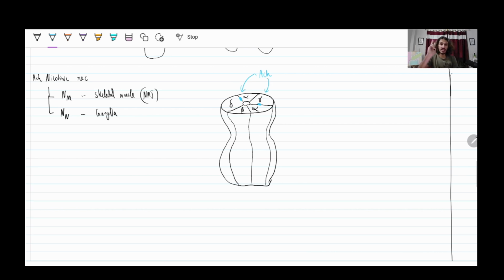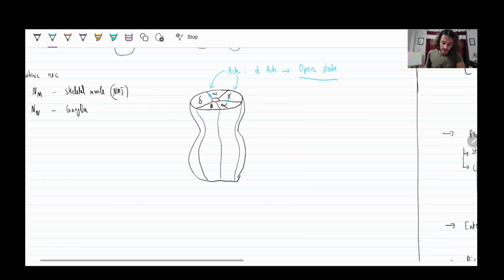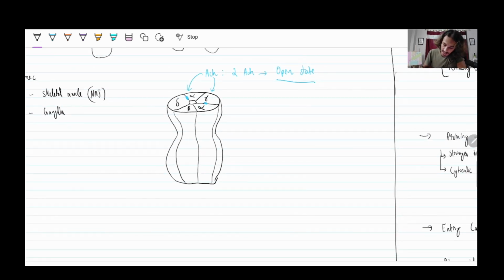And mind you, we need two acetylcholine over here. Two acetylcholine should be present to actually result in an open state of this receptor channel. So this receptor is also acting like a channel when activated. When two acetylcholine are there, it becomes an open state.